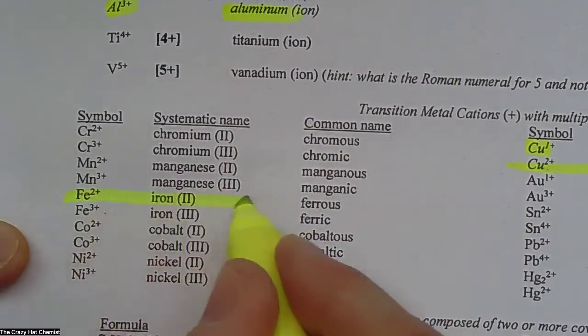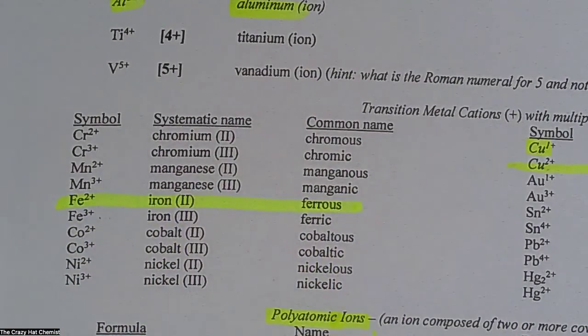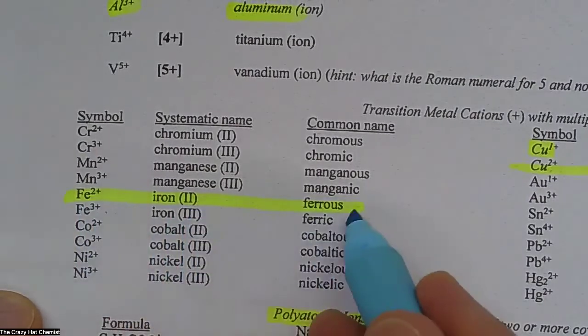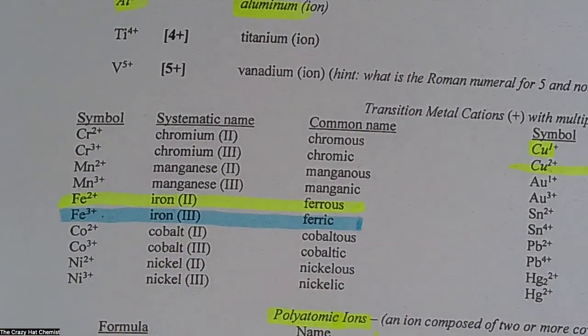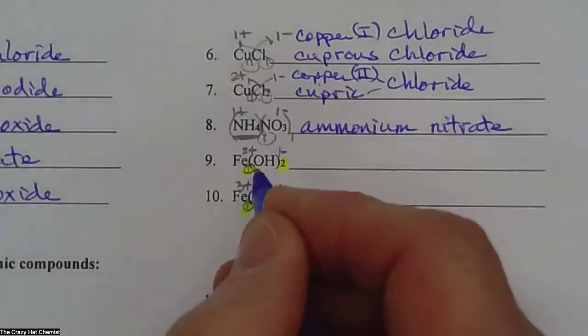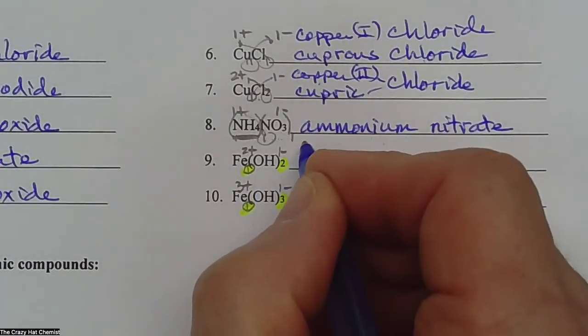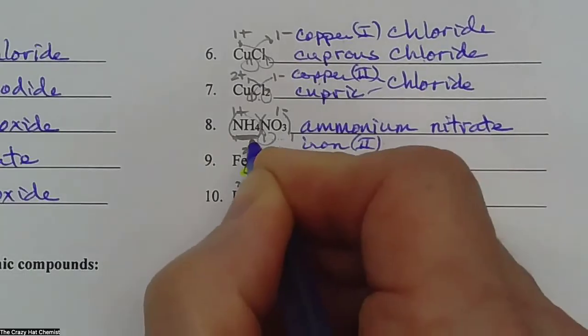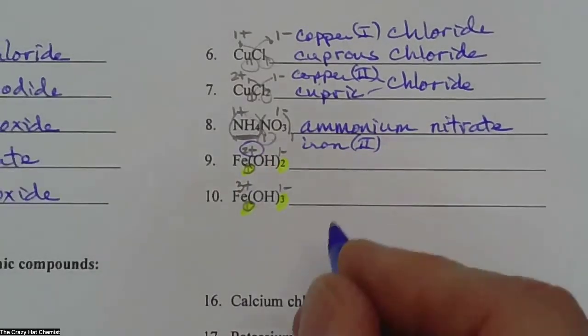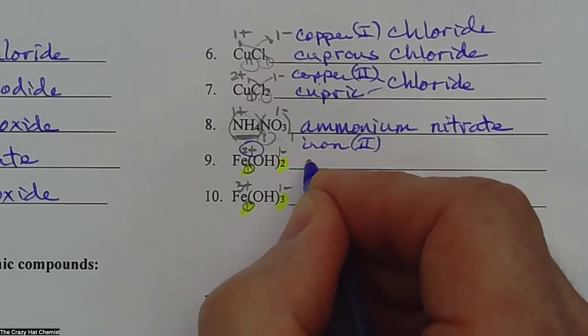Here is the 2 plus, and I'm going to put this in two different colors. That's a yellow for the iron Roman numeral 2, which is ferrous, or in blue, which is the iron Roman numeral 3, and that's a ferric. So this one here is iron Roman numeral 2 because of that 2 plus charge, and or it's ferrous.